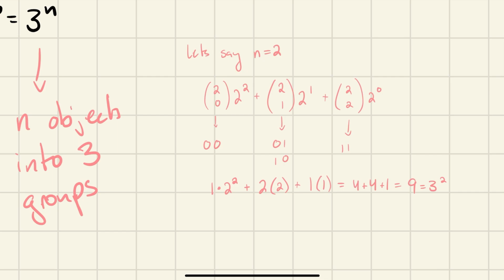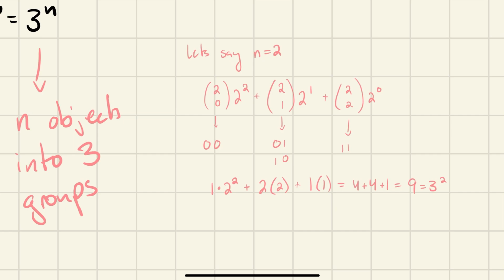And then for the second term, we're choosing one of those objects to put in. So there's 2 options for how we can do that. And then we're distributing the one last object into the other two groups. And then for the final one, we're choosing both objects. So there's only one way to put both objects into one group. And the rest, which is nothing, is given to the other two groups.